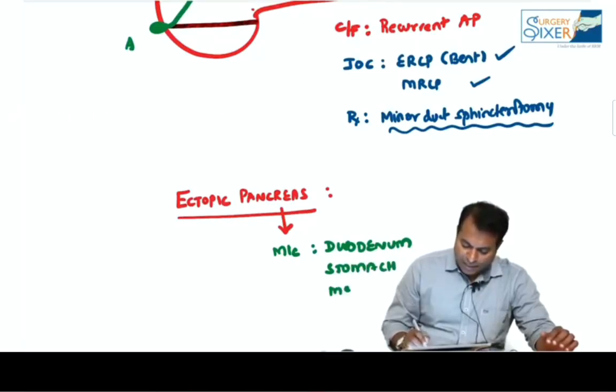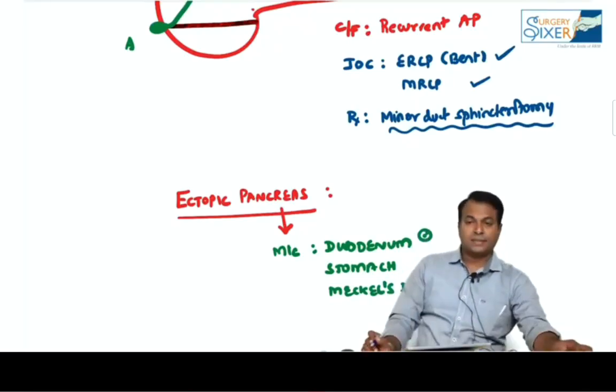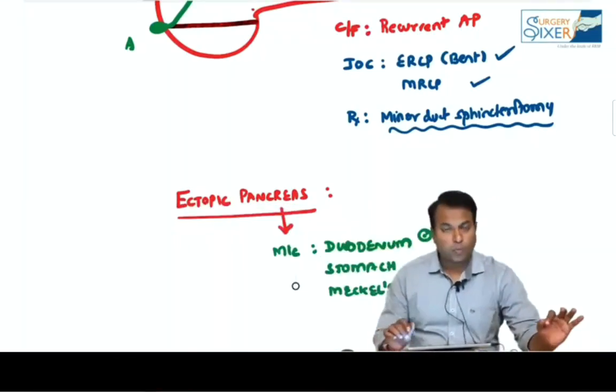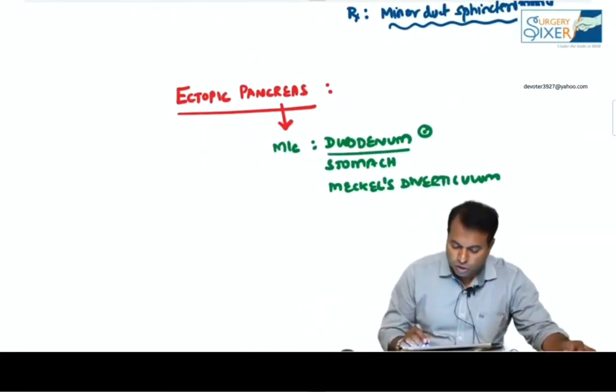It can also be seen in Meckel's diverticulum. So please don't forget, the most common site of ectopic pancreas is the duodenum according to Blumgart. Okay, this point is from Blumgart, because Bailey and Sebastian mention the order as stomach, duodenum, but the correct answer is duodenum is the most common site of ectopic pancreas.